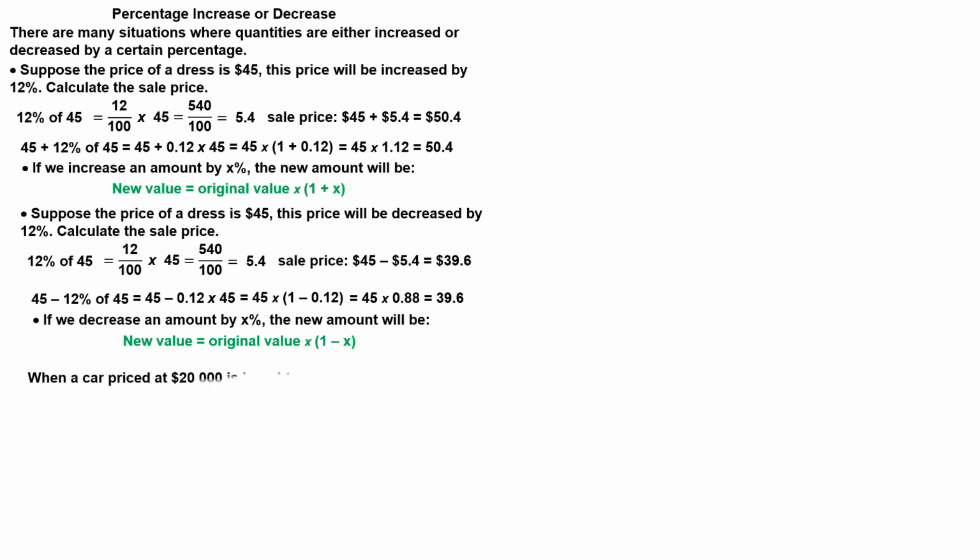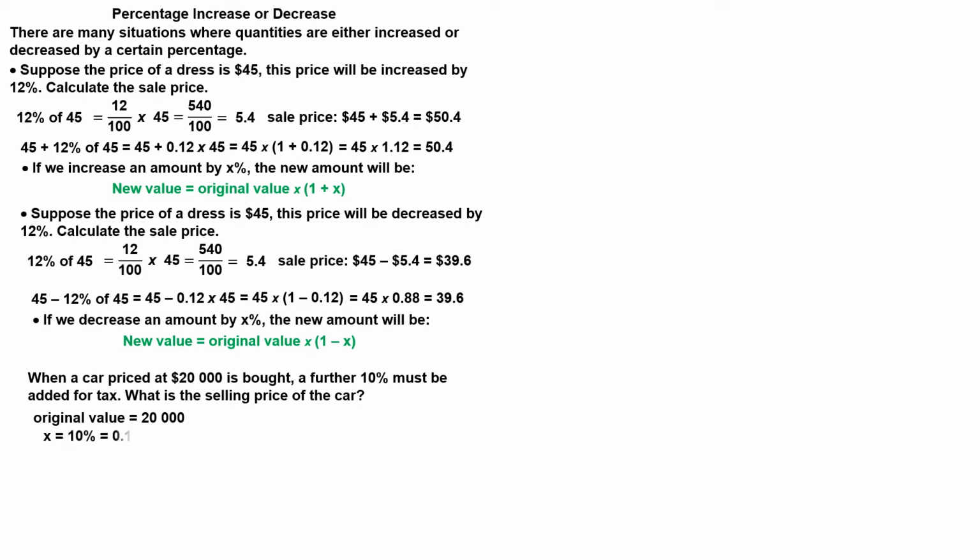When a car priced at $20,000 is bought, a further 10% must be added for tax. What's the selling price of the car? The original value is $20,000, and the percentage is 10%. Convert the percentage to its decimal form. The original value will be increased by 10%. Take the formula and perform the calculations.